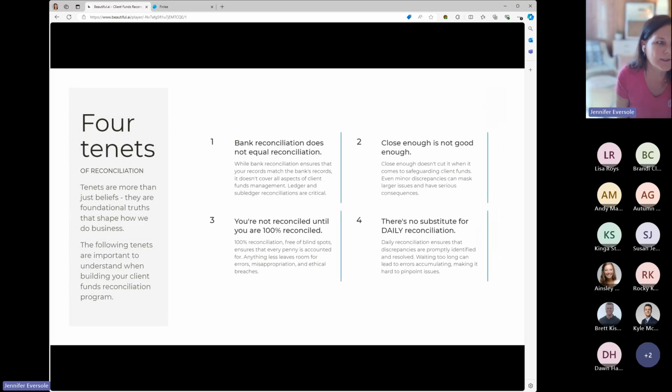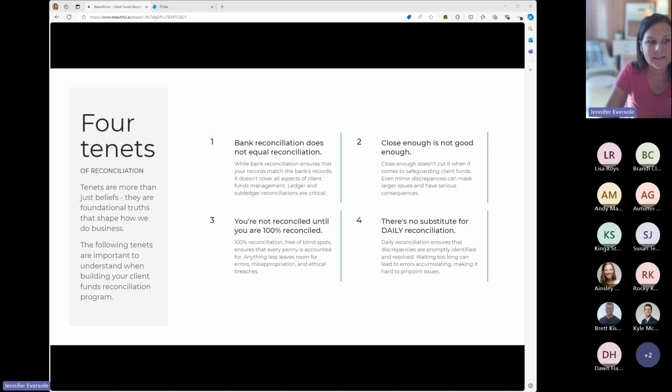I often talk about 4 tenets of reconciliation. As I talk to people in the industry, which I do every single day, I always mention first that everybody has a different definition of reconciliation. Some people think that bank reconciliation is all we need to do. And I think you all on the call here probably know that that is absolutely not correct. Bank reconciliation does not equal reconciliation.